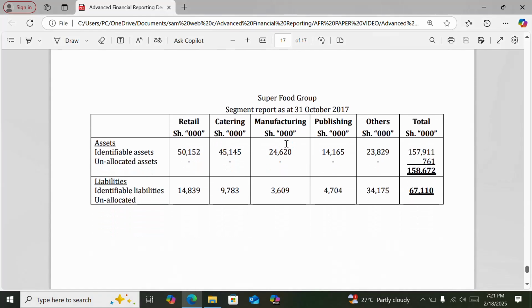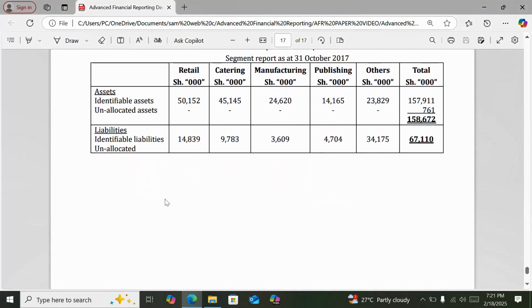This is on the statement of financial position. So the segment report as at 31st October 2017, assets and liabilities. So that is it for this paper.